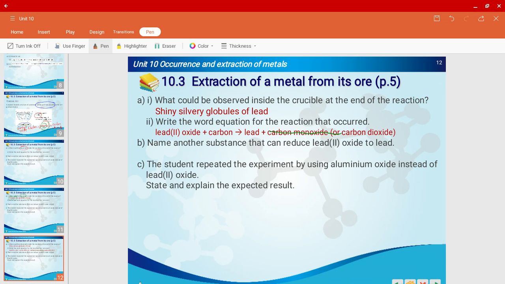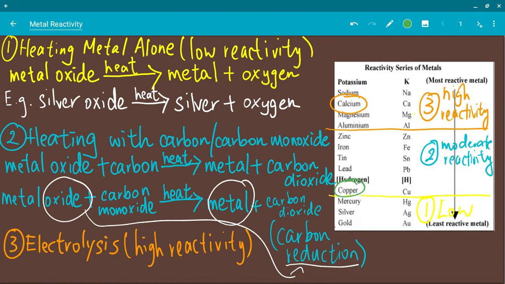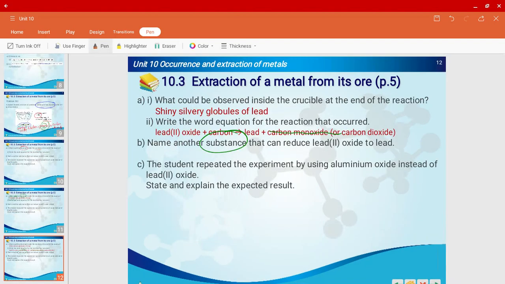Let's read question B. Name another substance that can reduce lead-2 oxide to lead. So we need to use another substance that can reduce lead-2 oxide. For method 2, we either heat it up with carbon, right? Or what's the other substance? Carbon monoxide. So let's go ahead and see. The other substance that we can use is carbon monoxide.